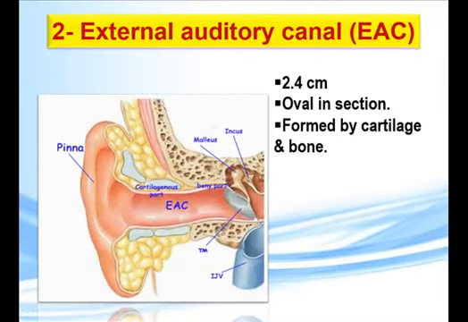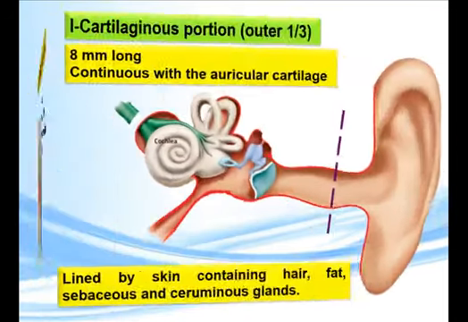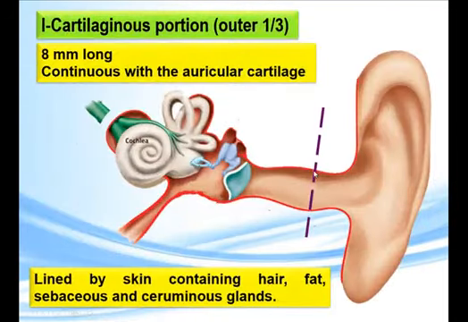Now go to the external auditory canal. The external auditory canal is partly cartilaginous, as you see. This is the external part, and partly bony towards the inside. It is about 2.4 centimeters and oval in shape. Can you see it in this section? This is the external part. It is the cartilaginous part. It is about 8 millimeters long, and it is continuous with the cartilage of the auricle.